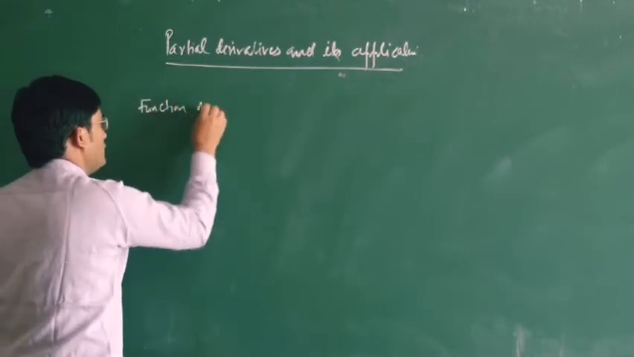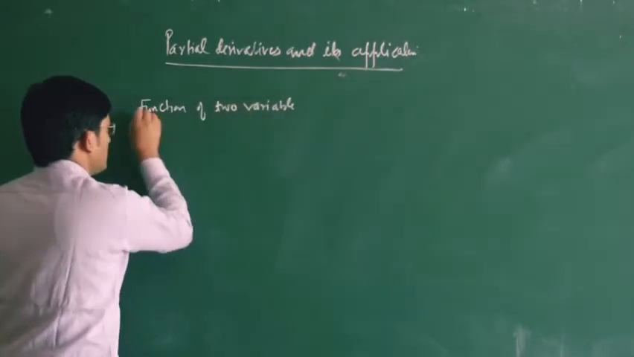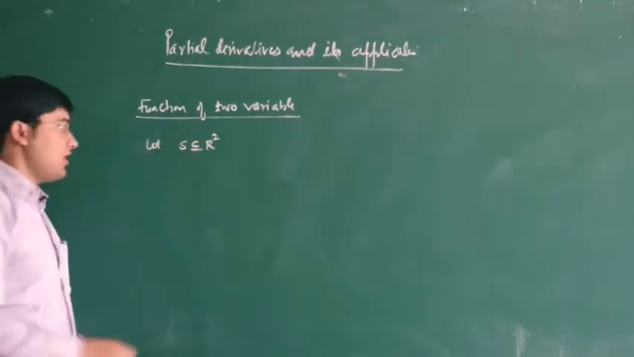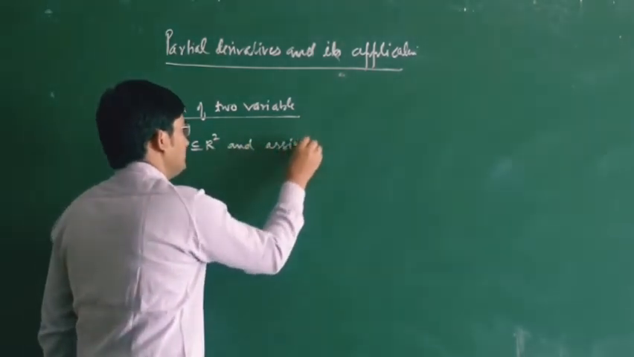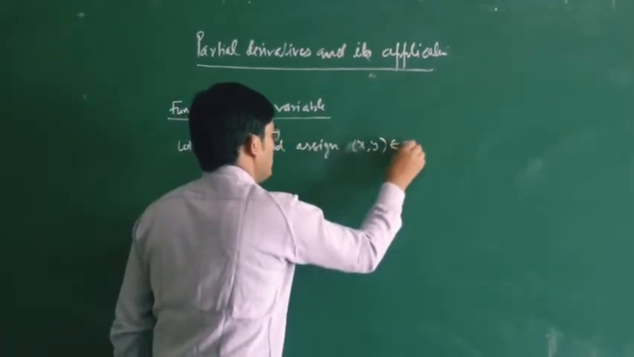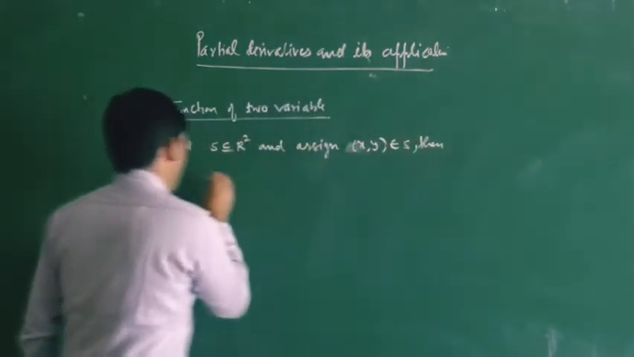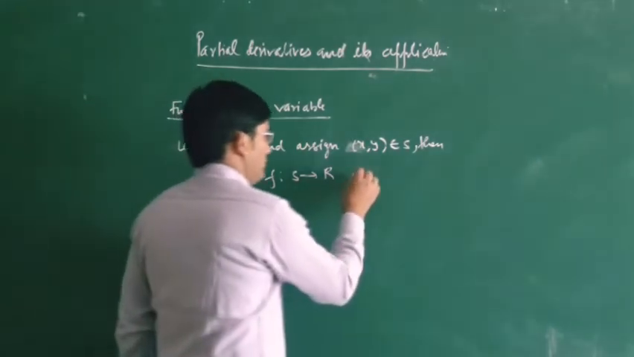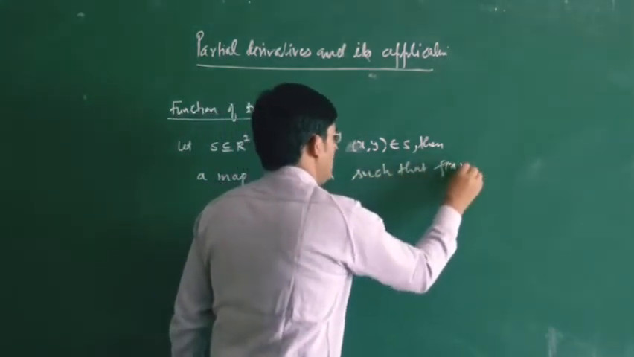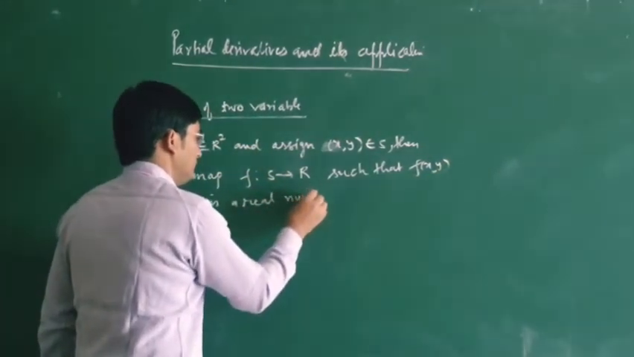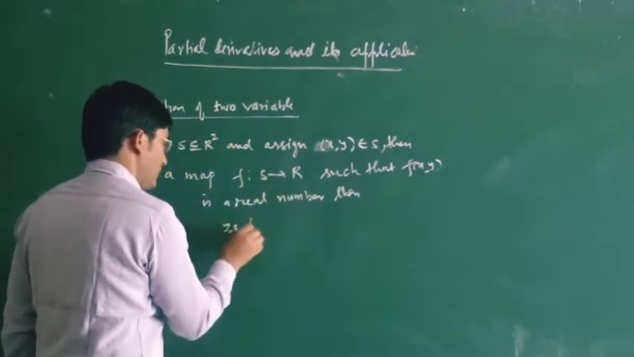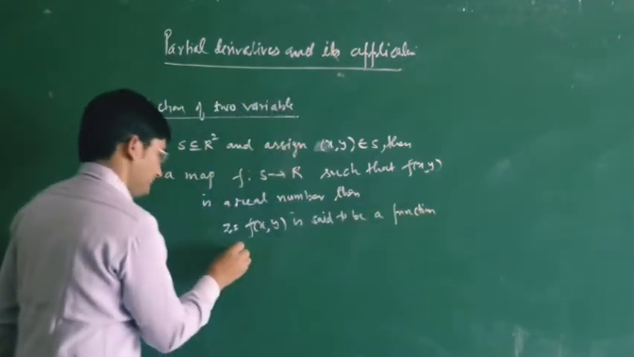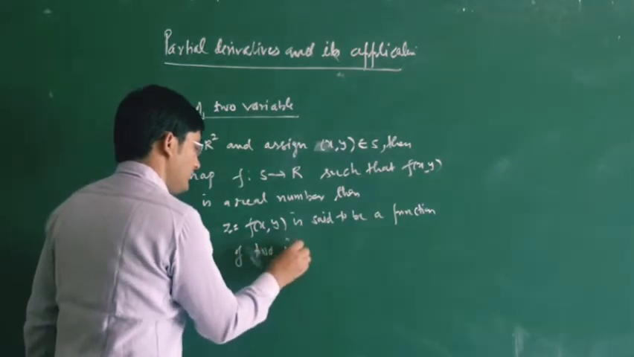I am going to discuss about function of two variables. Suppose that S is any subset of R square, and assign (x, y) in S. Then a map f from S to R, such that f of (x, y) is a real number, then z equal to f(x, y) is said to be a function of two variables, a function of two independent variables.